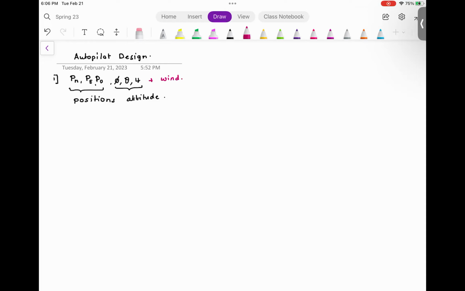So what happens is, when we are developing the control, the attitude is usually phi, theta, and chi. So this is the roll, this is the pitch, and this is the course.